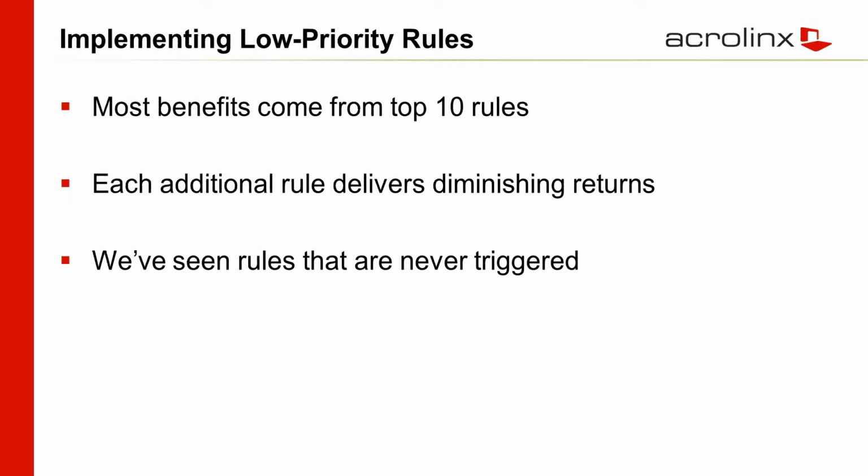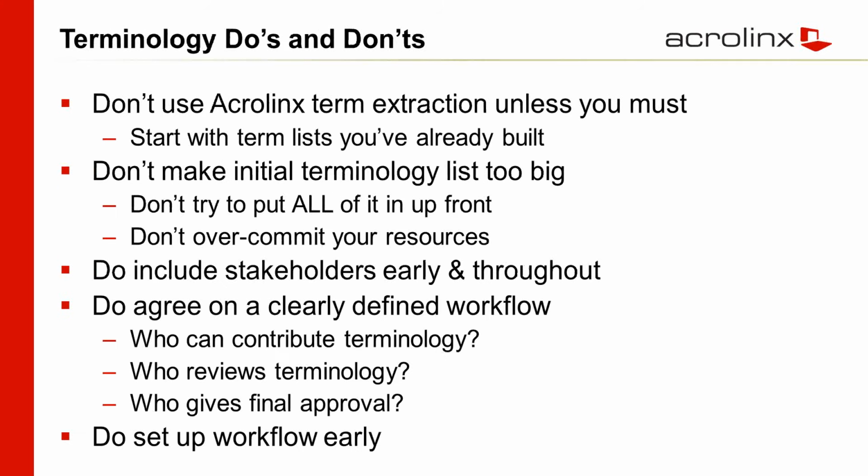Okay. Implementing low priority rules, I've beaten this pretty much already, haven't I? After the first 10 rules, you get diminishing returns. And also, we've had to implement rules at the insistence of a customer that actually never get triggered. They're in the style guide, but no one ever violates them. So give some thought to which rules are really important.